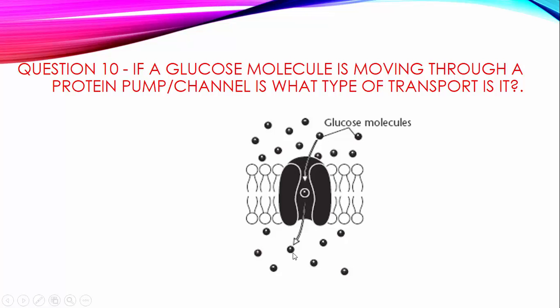The reason it's facilitated diffusion is because these glucose molecules are moving through the protein pump or protein channel. So when you see something like that, it's automatically facilitated diffusion. That's the only difference. It's the same thing as diffusion, except it's moving through a protein pump or protein channel. Please keep in mind, this is passive transport. It does not require energy or ATP.